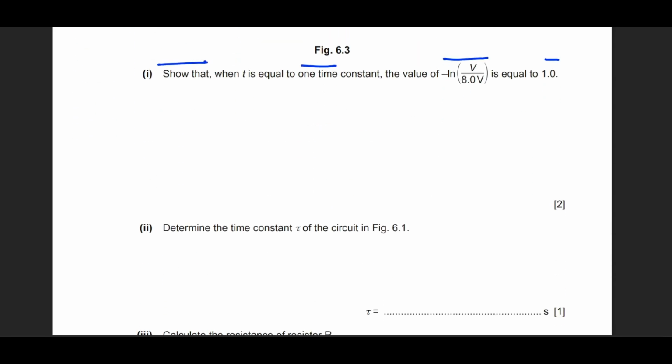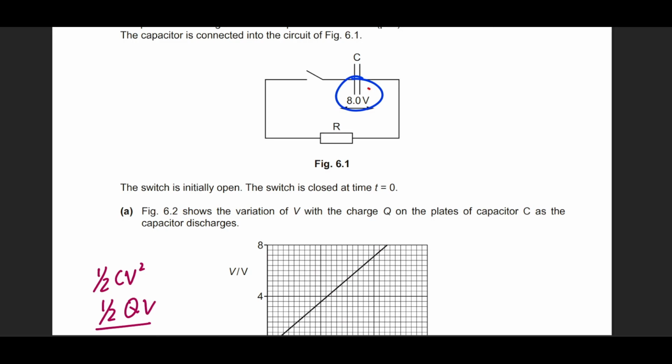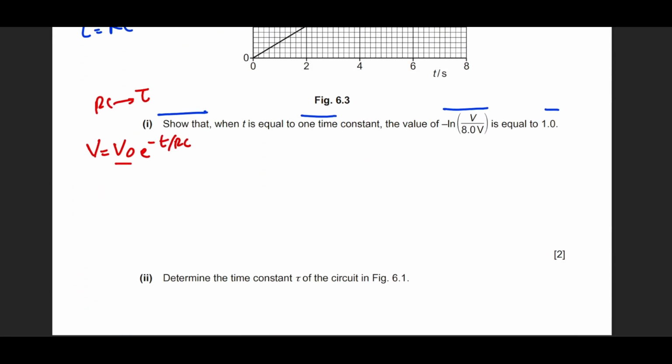Now let's look at the equation of the decay for the capacitor. So this is V is equal to V naught e raised to power minus t divided by RC. Now RC is the time constant, which is tau. Now what is the V naught? Do we know that? Yes, we know. That is the starting voltage or the initial voltage of the capacitor, which is given in the question. So let's replace that.